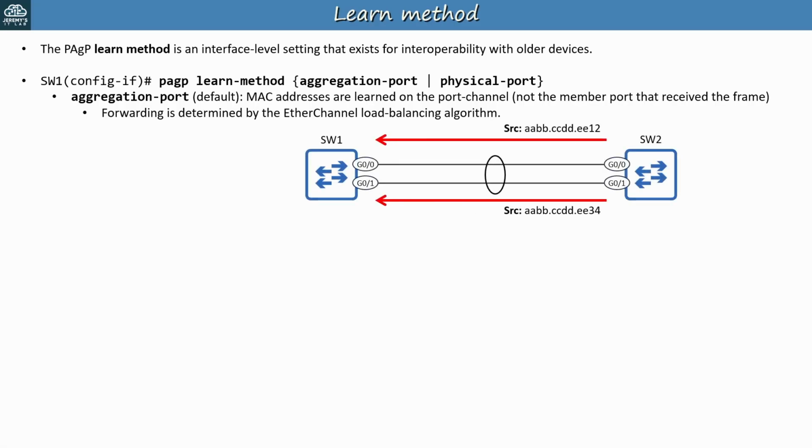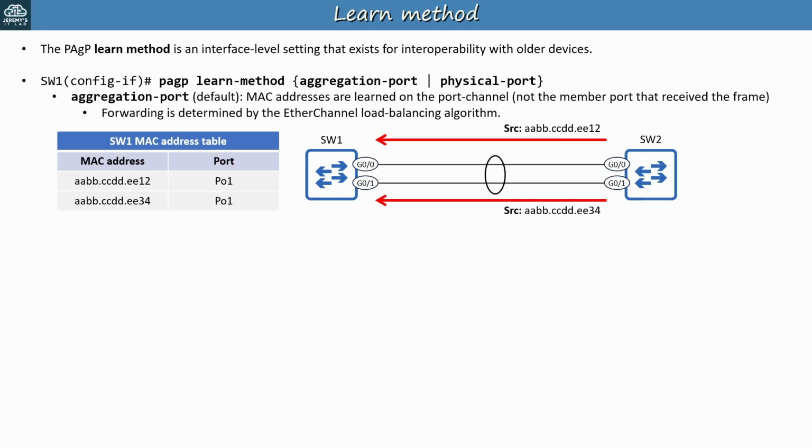So if switch 2 forwards these two frames to switch 1, and switch 1 receives one on G00 and the other on G01, switch 1 will learn both frames' MAC addresses on the port channel, Po1. The physical port that received each frame doesn't matter. The MAC addresses are associated with the logical port channel.